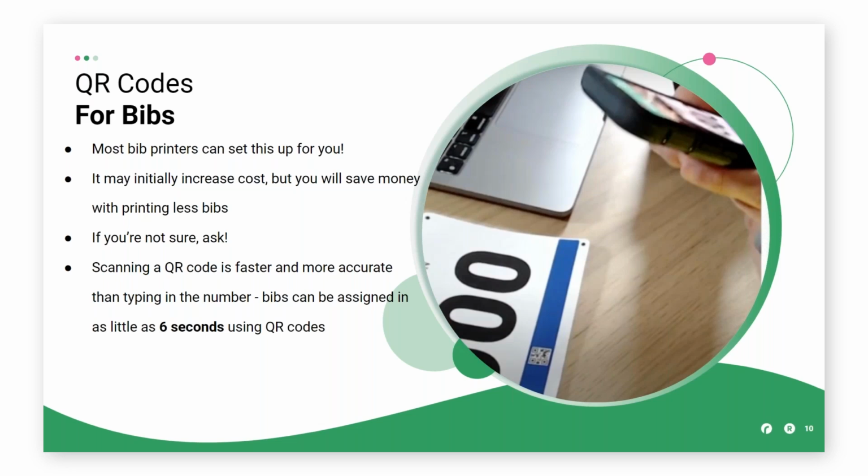your timer if you're a race director, ask another timer if you're a timer, ask your bib printer just to verify these things. But it's a really good practice to have a QR code on your bib, because scanning a QR code is much faster than typing it in, and it's much more accurate. The stat that we're using here is if you're using QR codes for the registration ID and for the bib assignment, you can be assigning bibs in as little as 6 seconds consistently.